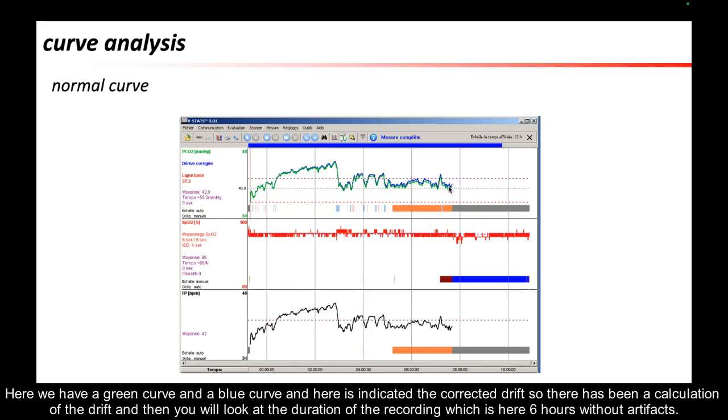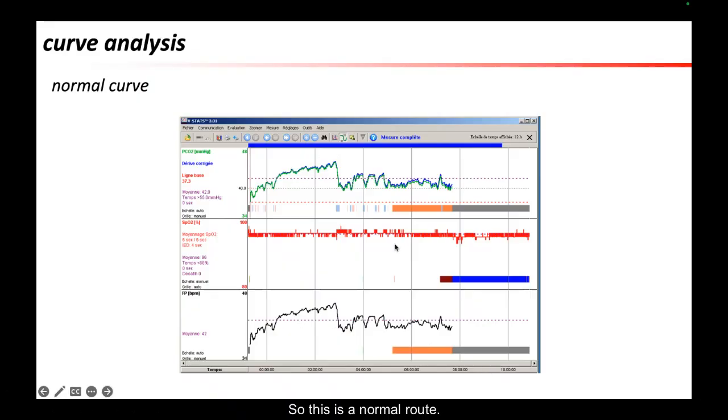Here we have a green curve and a blue curve, and here is indicated the corrected drift, so there has been a calculation of the drift. And then you will look at the duration of the recording, which is here 6 hours without artifacts. So this is a normal recording.